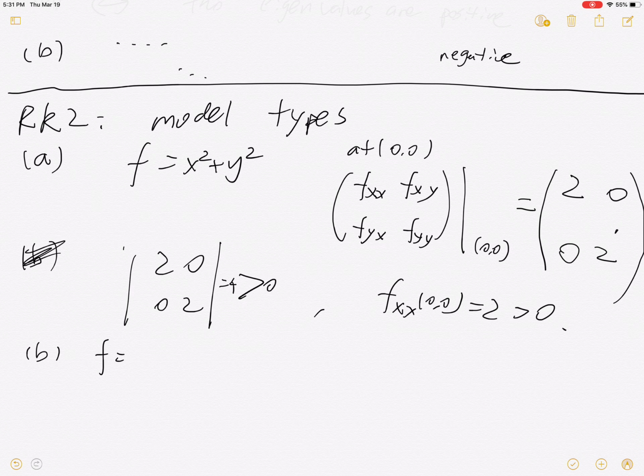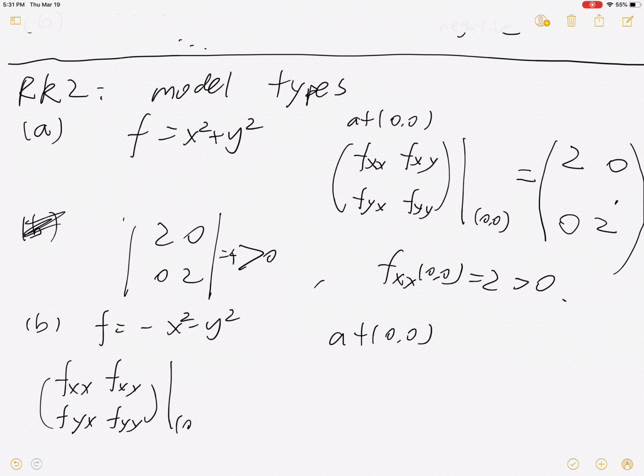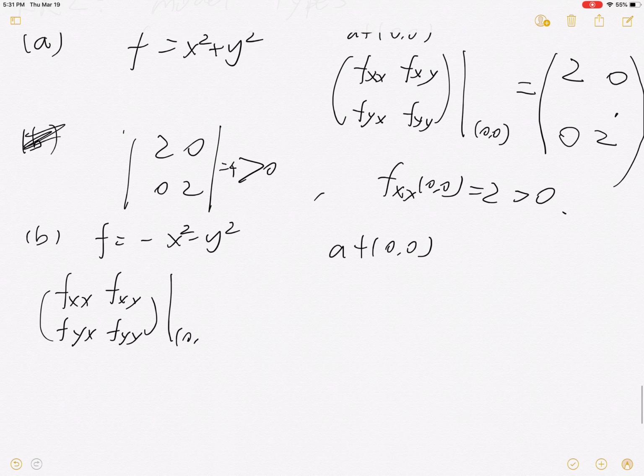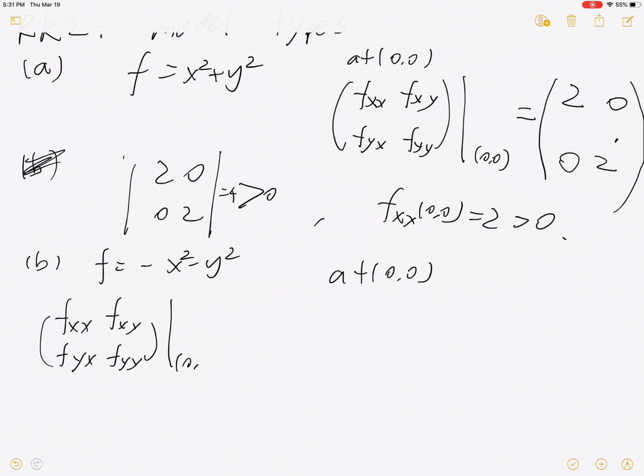Okay, for B, we have this example. So the Hessian matrix at this point, okay, sorry, I auto charge. I will stop here and then give another part of the lecture. Sorry about that.